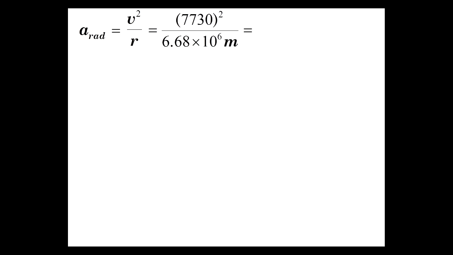Let's get the rest of the parameters. We have a radial acceleration, v squared over r, 7730 squared over r, 8.95 meters per second squared. Interesting. Notice that this does not deviate too far from the acceleration of gravity at the surface of the Earth. What this really is, is the acceleration of gravity 300 kilometers off the surface of the Earth. That is the radial acceleration. Same as the gravitational acceleration.